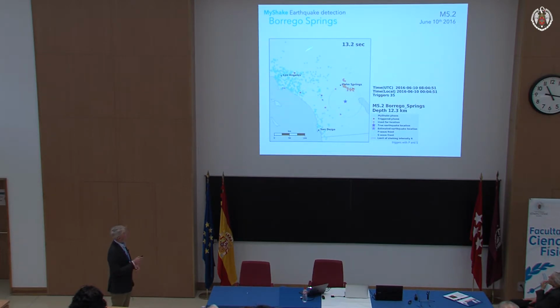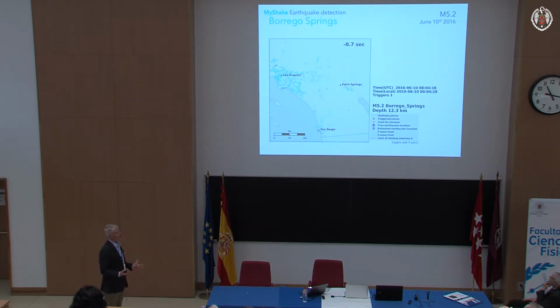When you look at a map of Southern California, the earthquake epicenter is pretty much in the least populated part of Southern California, of course. You can see the population of California. The density of MyShake dots really just represents the population of Southern California. And you can see that many phones across Southern California triggered on this particular earthquake.